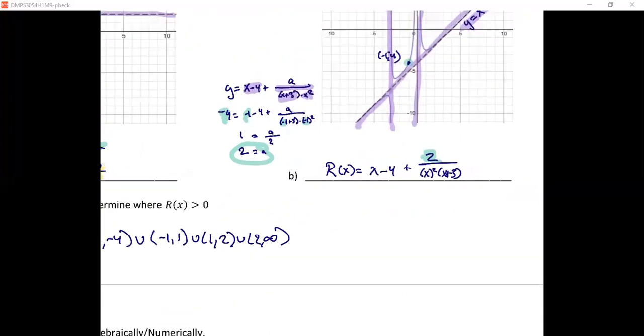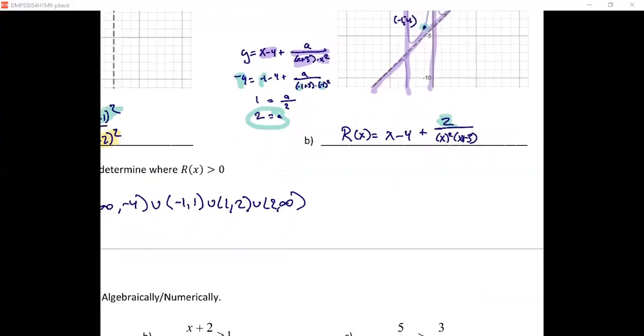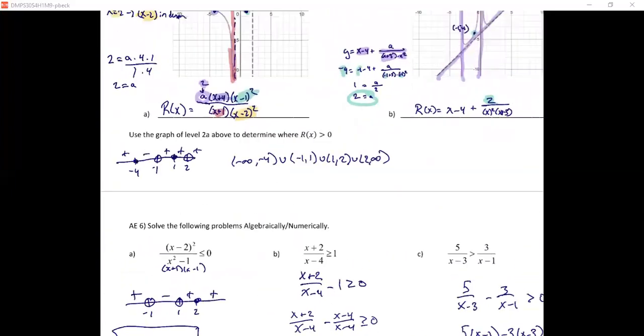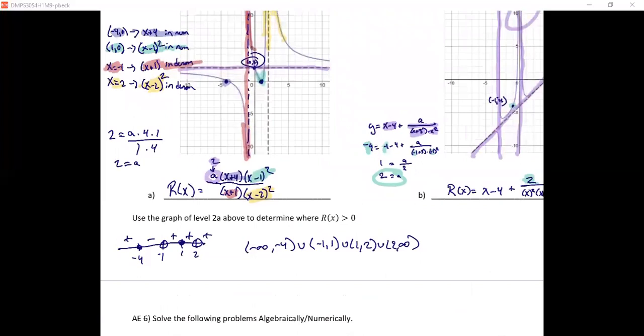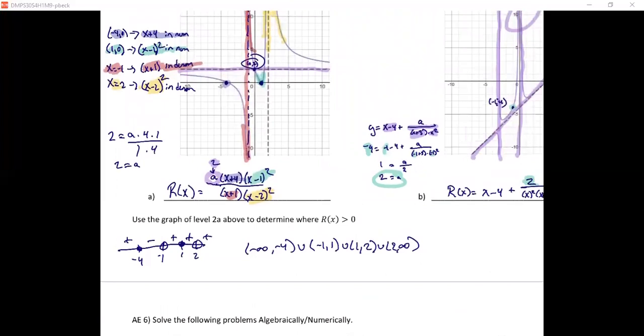This is a simple case. It could have been a lot more complex, but it's not. Now, the last thing I want to do is use the graph to determine where r of x is positive. We kind of are working backwards from what we did before. So where's r of x positive?